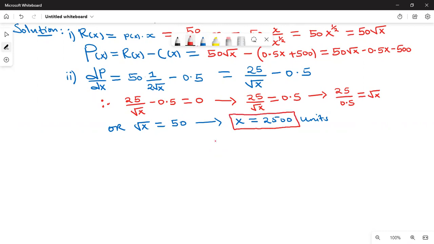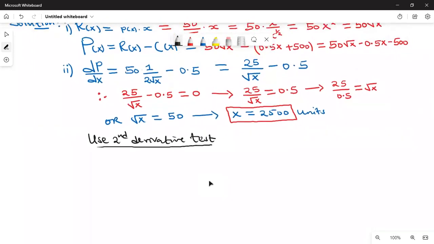But I told you we are not sure whether the value of x that we have found will give us the maximum profit. So we have to test so that we are sure. We need to use the second derivative test. Why are we using the second derivative test? Because we need to know whether the value of x that we have found will yield maximum profit. So I'll find the second derivative of the profit function with respect to x.